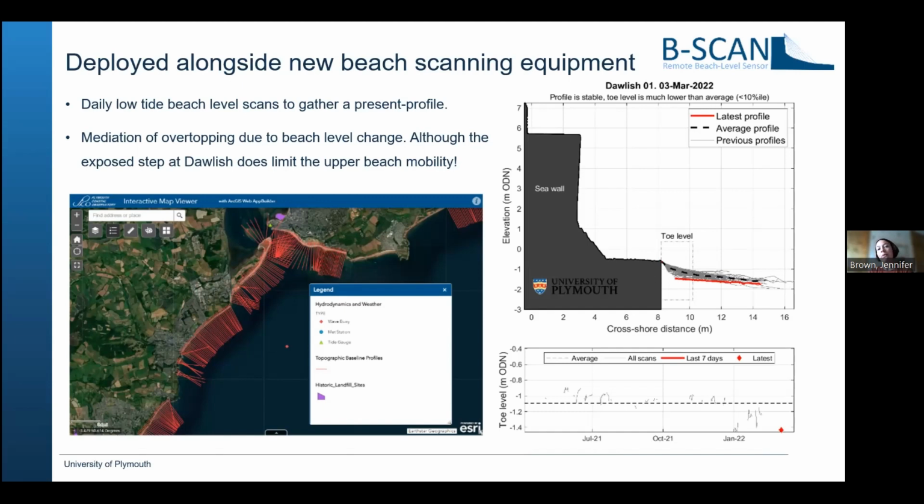So the profile image of the seawall is showing all of the different beach levels that occurred during our deployment. Now at Dawlish, there is a concrete toe at the very bottom of the seawall. So you have the beach and then a concrete step became exposed. So that means the very edge of the seawall is pretty static. But in some locations, the beach does build up and go up and down the face of the seawall, which really does change how the waves impact it.